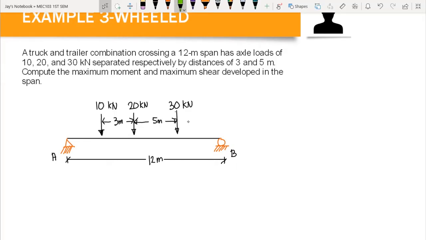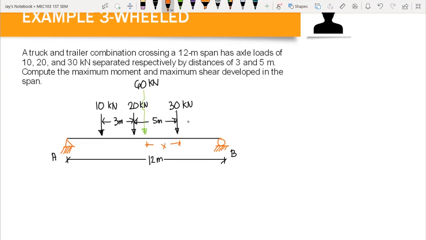Now our resultant here is the summation of all the axle loads. Let's say we have the resultant at this point. This is only an assumption. So we have the resultant, which is equal to 10 plus 20 plus 30, we have 60 kilonewton. The next is the location of the resultant. So let's say we refer from 30 kilonewton. Let's say that's our x.